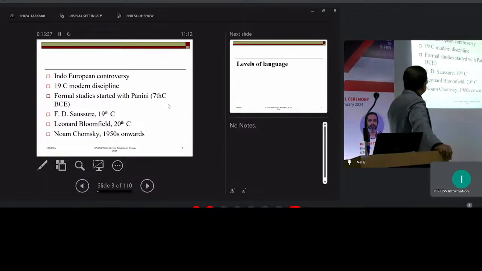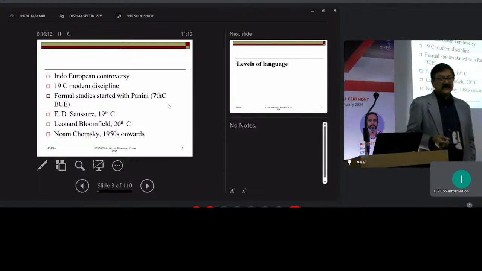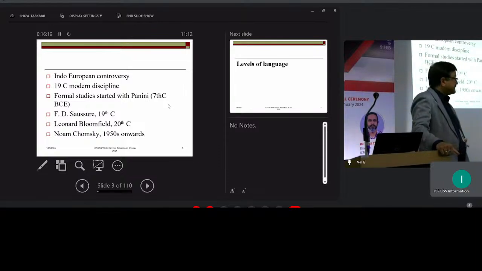Almost 17 universities. Bloomfield, the 20th century linguist from America, is also called the father of American structuralism. Leonard Bloomfield, again a linguist. His famous book of 1925 on language, you should have a look at it. In the introduction of that book, he mentions that Panini's grammar is one of the most intelligent specimens of human intelligence. After that, Panini's grammar was translated many times in Europe, and Western intellectuals and linguists came in close contact with Panini.